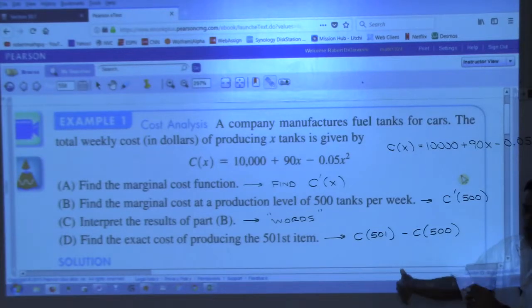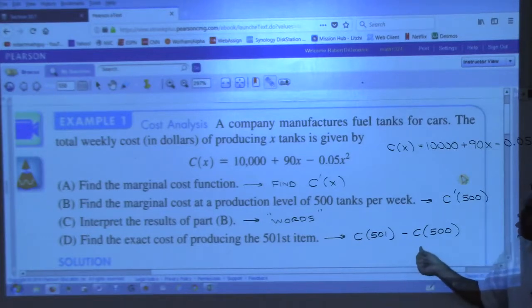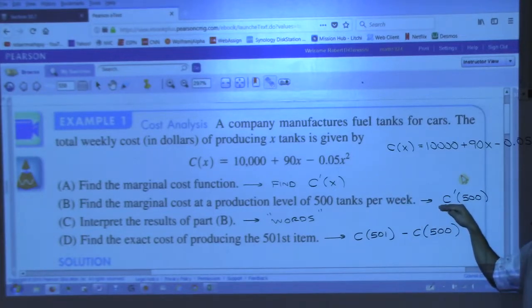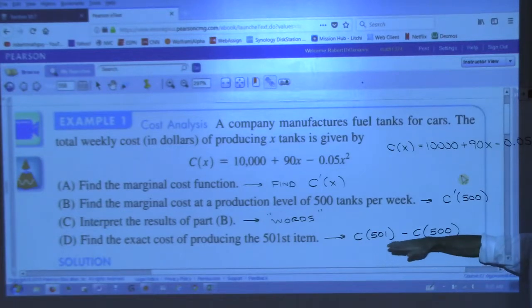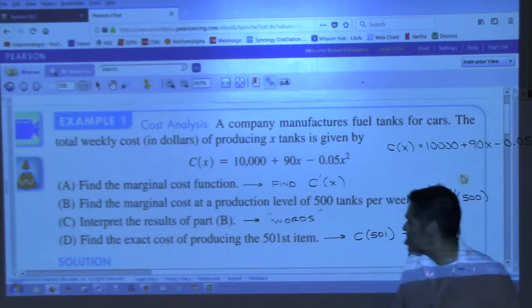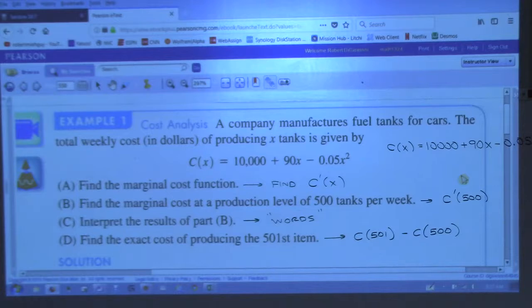Yes? Okay, notice these are not derivatives, right? This is a derivative, this is a derivative. We're going to explain what the answers mean, and for this last one we don't use the derivative at all. Okay? All right, so that's the attack that I'm going to have here. Let's go ahead and work through this.